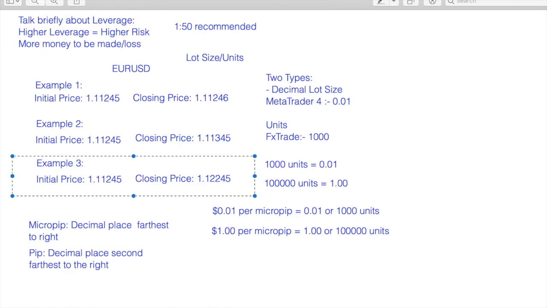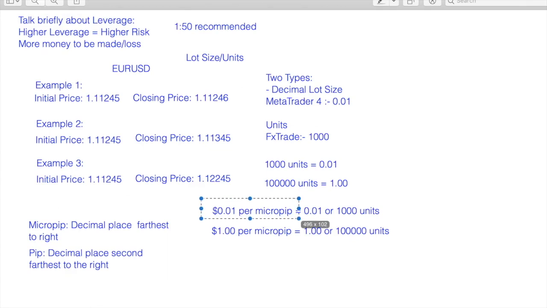Now, taking it over to lot size again, the reason why lot size is important is because this number right here, 0.01, or even over here, 0.01, really means that each micropip it goes up, it increases by that lot size in terms of dollars. So this 0.01 really means 1 cent per micropip. So every time this number went up by 1, like over here to 1.11246, if you bought at 1.11245 and sold at 1.11246, it would go up by 1 cent.